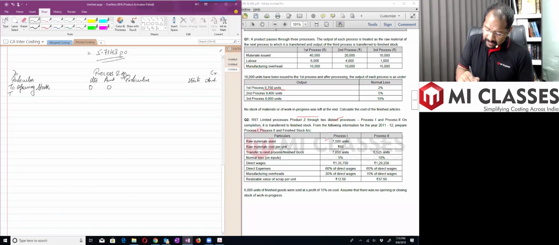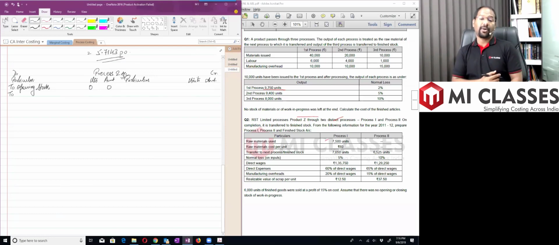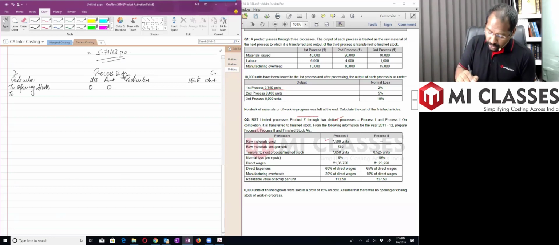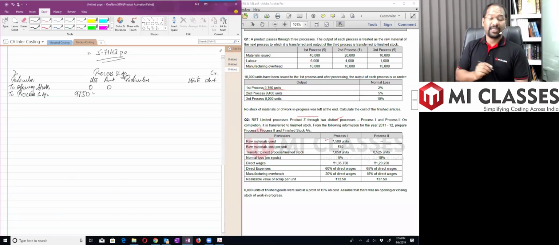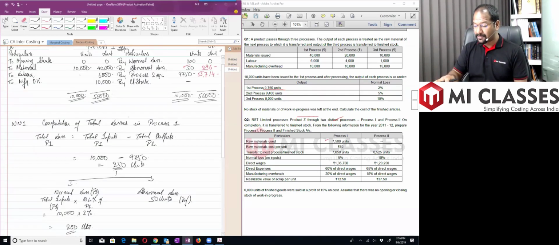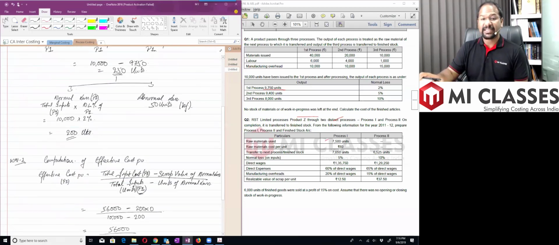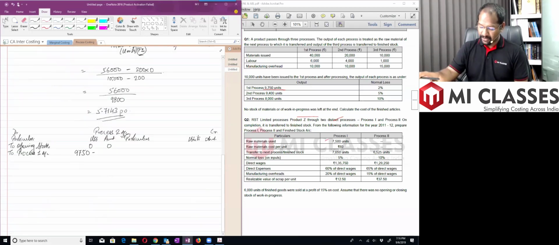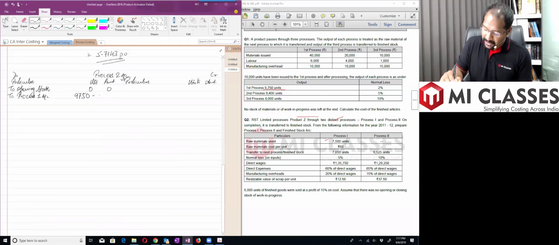So first thing, I will receive the raw material from process 1. So to process 1 account. How many units have they transferred? 9,750 units. And what is the total cost of the units that they have transferred? Do you remember how much it was? It was 55,714 rupees. Comfortable?